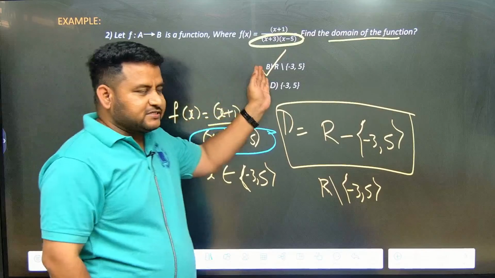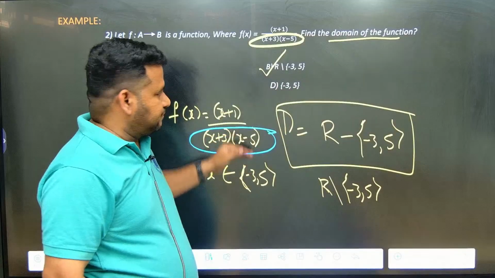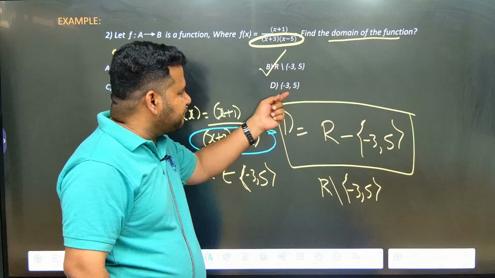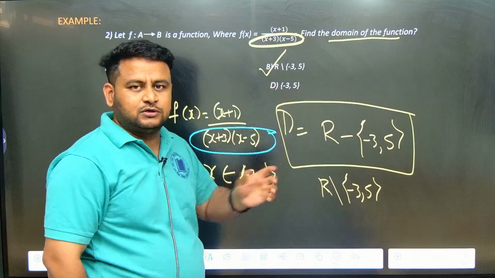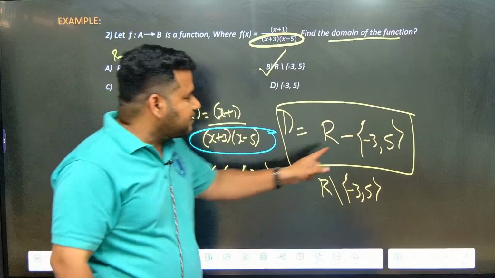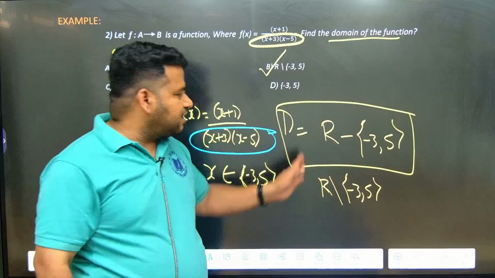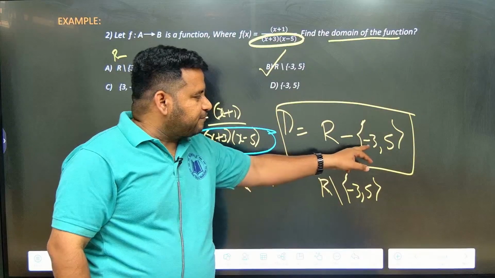That is, from the set of all real numbers, if you remove minus 3 and 5, you will get the domain of this function. Here minus 3 comma 5 is there. That means you should not give this as input. The input for this function can be any number except minus 3 and 5. That is the meaning of R backslash the set of minus 3 comma 5.